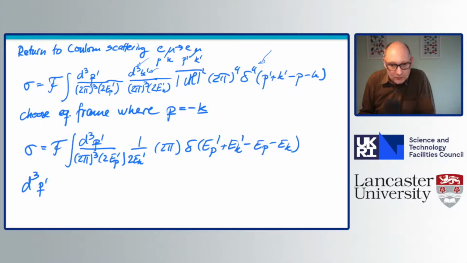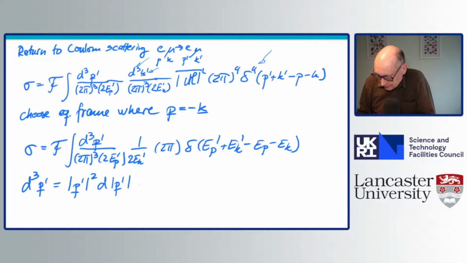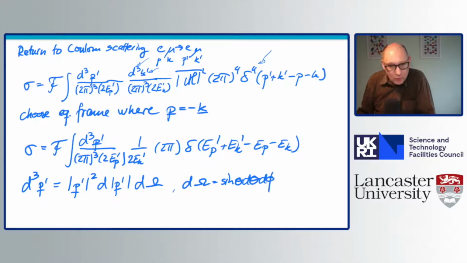So we write the 3-dimensional momentum in terms of the integrals, length, the P prime, and then d theta d phi, the cos theta d phi. We just write as d omega, where the phase or the angular integral is sine theta d theta d phi. Good.